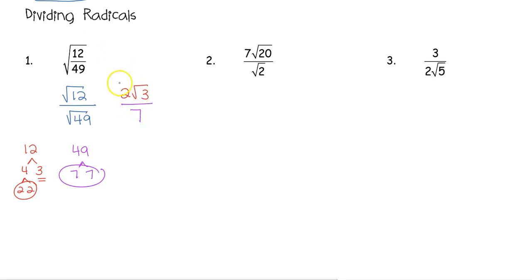When I go to see if something can simplify, I look at location, outside numbers together. The 3 is inside the radical, so I can't reduce that to anything. I look at the 2 and 7. That does not simplify, so my answer is 2 root 3 all over 7.